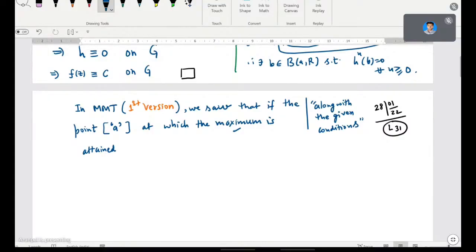If it is not attained, and we had the same condition, mod of f(z) less than or equal to some capital M, then certainly you would say that either upper bound, or at the most say that to be the least upper bound. But if it is attained, then certainly it is maximum. If it is attained within G, then it leads to F being constant.